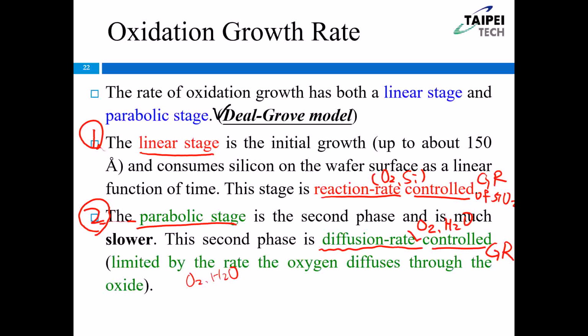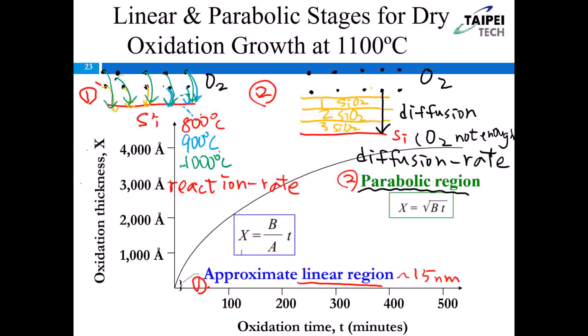And in the second stage, the diffusion rate of the oxygen for the dry oxidation, or the diffusion rate of the water for the wet oxidation, can control the growth rate of the silicon dioxide. So far so good. Don't worry, the reaction rate and the diffusion rate control the growth rate. The same mechanism applies to thin film deposition, and later we will mention it again.